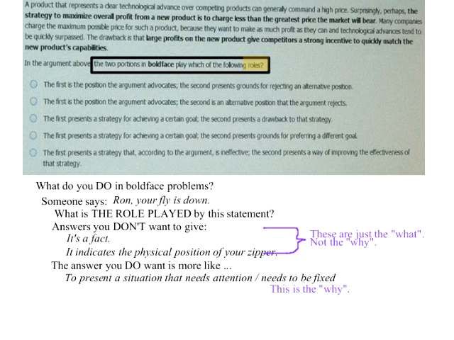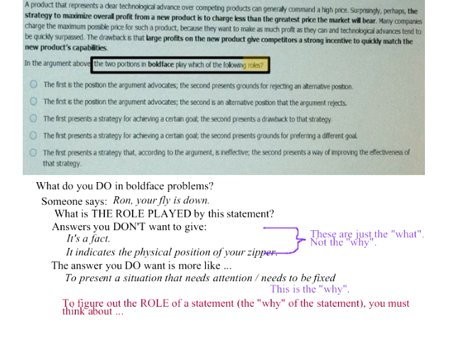But when it comes to actually elucidating what the roles are, you have to think about where we are going with this. So figure out the role of a statement, which is the why of the statement. You must think about that. You have to think about where the speaker is going with this. Why is the speaker telling me this?